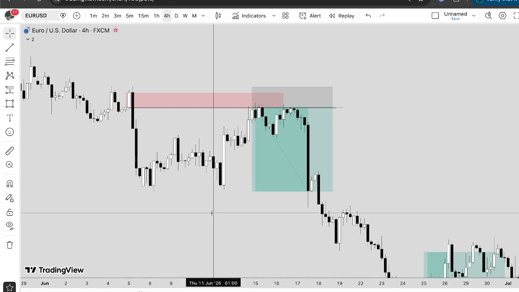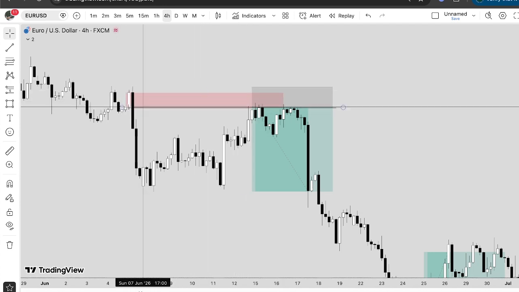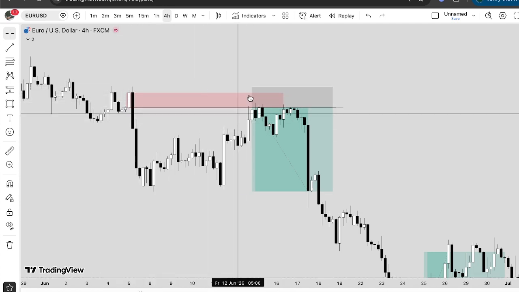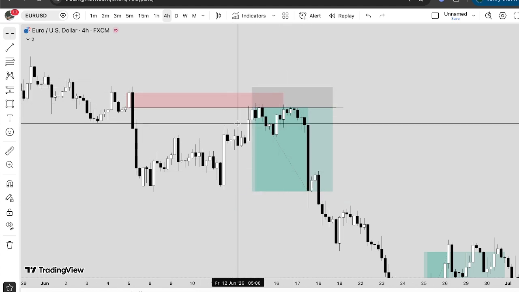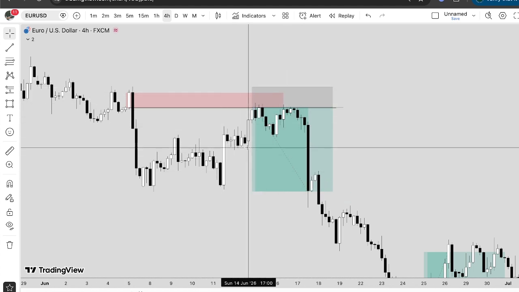The second mistake I see is no confirmation before entry. Don't just enter the second price touches inside of the order block. Wait for a confirmation on the lower time frames. On your 15-minute, wait for a rejection candle, a change of character on the lower time frame. Something that tells you price is actually respecting that level before you put money on it.